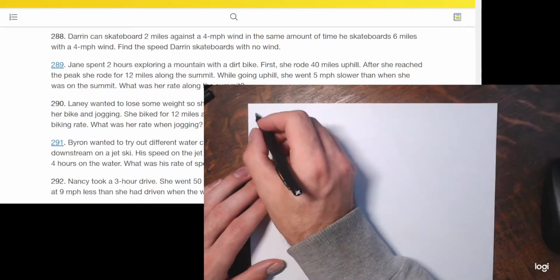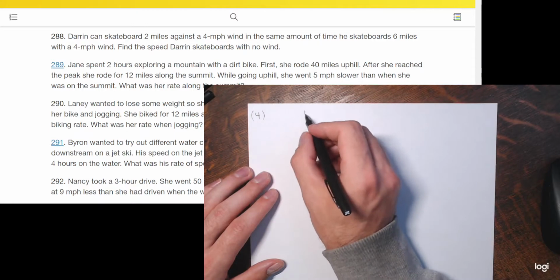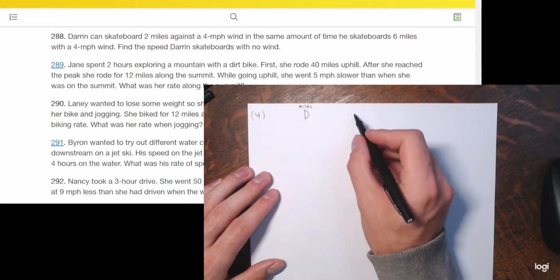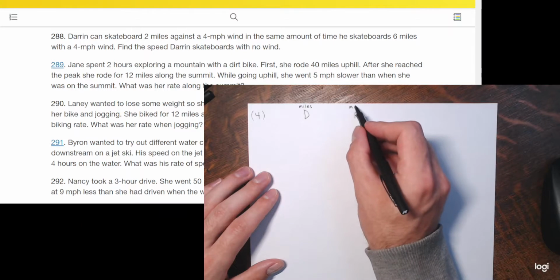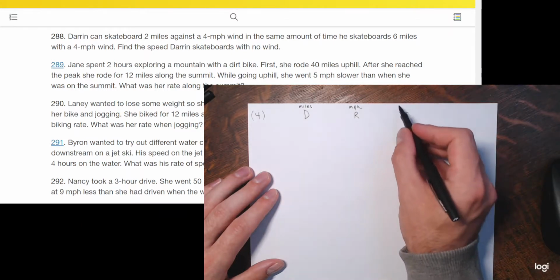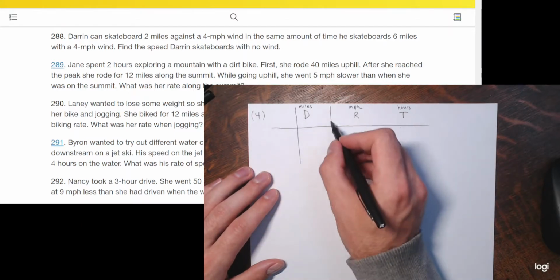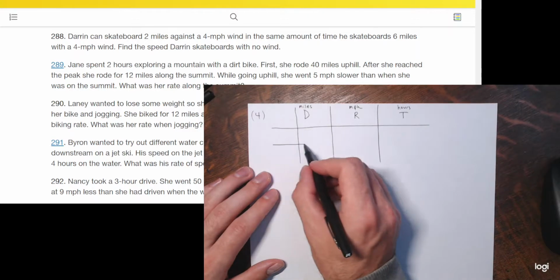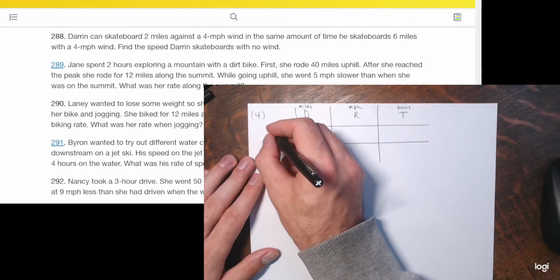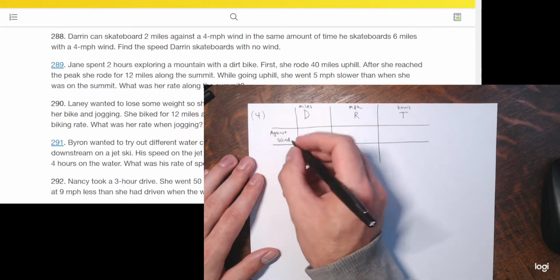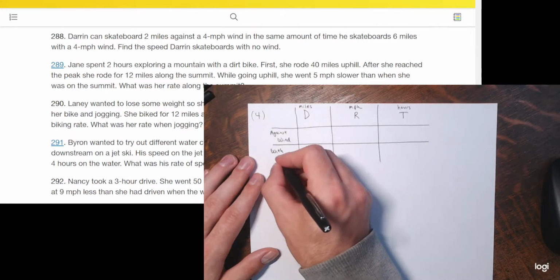So once again, example 4, making the same table. Distance. Now they mentioned miles and hours again, so this is distance in miles. The rate is in miles per hour. The times are in hours. 3 columns yet again. 2 rows, right? One against the wind, him skateboarding that, making a trip against the wind. And the other one making a trip with the wind, skateboarding with the wind.